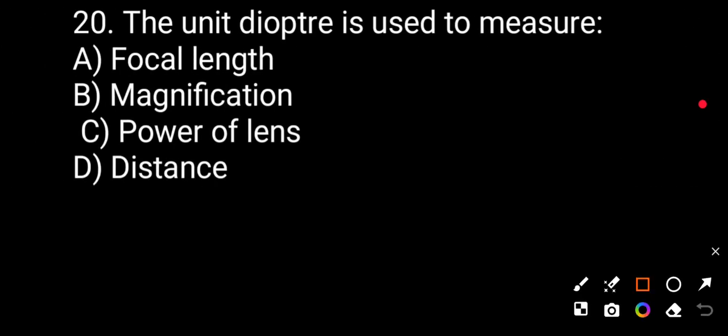Question number 20. The unit diopter is used to measure focal length, magnification, power of lens, or distance. Correct answer will be C, power of lens.